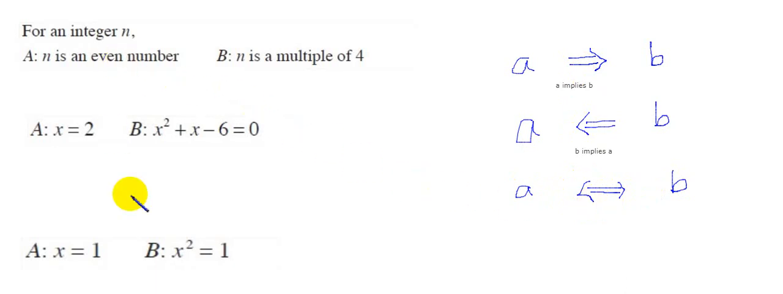Okay, now let's see these examples. The first one: for an integer n, statement A is n is an even number. Statement B is n is a multiple of 4.